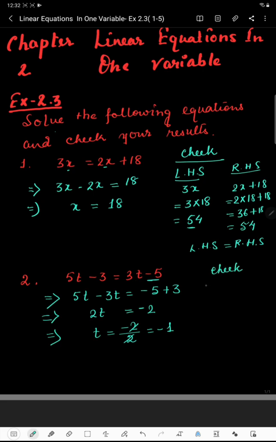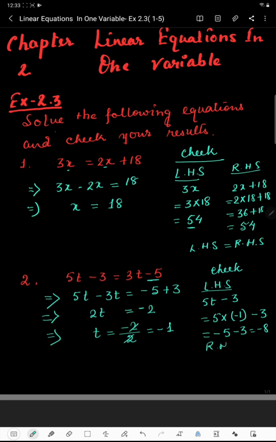Again we will take the left hand side. Now on the left hand side we have 5t minus 3, so here we will put the value of t, and we will always put a negative value in brackets. So 5 into the value of t, minus 3, and we calculate the result, taking care of the signs.